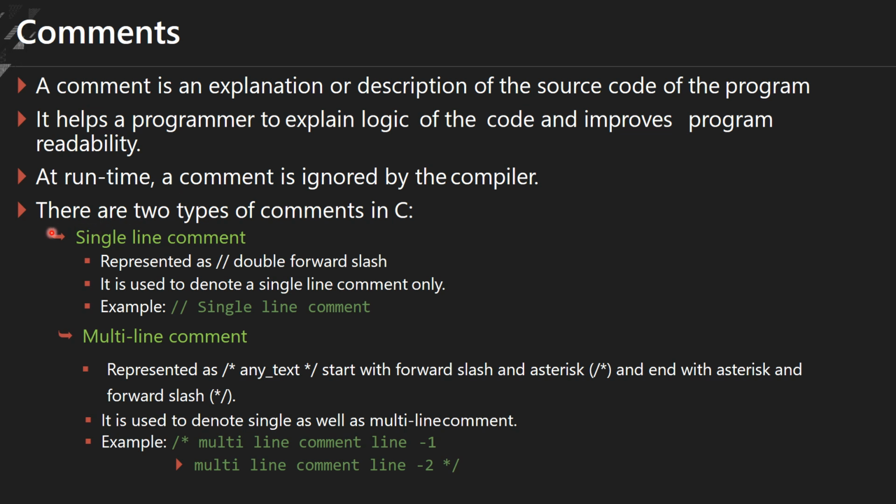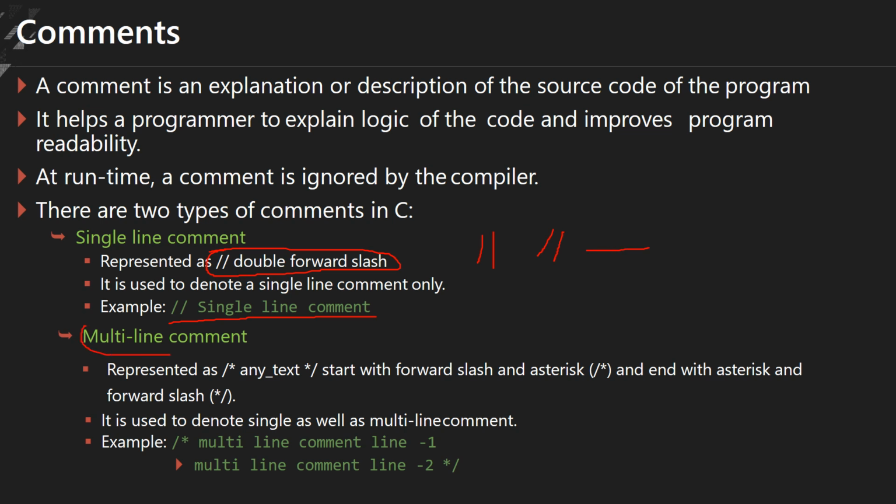There are two types of comments in C: a single line comment and a multi-line comment. What do you mean by single line comment? You write it like this: double forward slash. That is an example. For any comment, you write a double forward slash and then write anything you want.